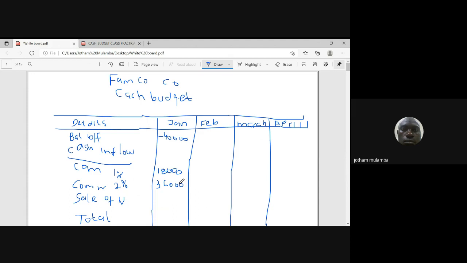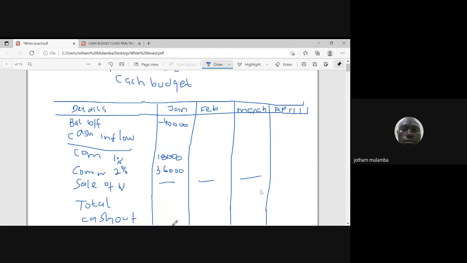Now, sale of vehicle. When did we sell our vehicle? April. In April. So, so that it doesn't keep bothering us, we'll close for January, we'll close for February, we'll close for March. We deal with it once we get to April. Now, the next item, we get the total.